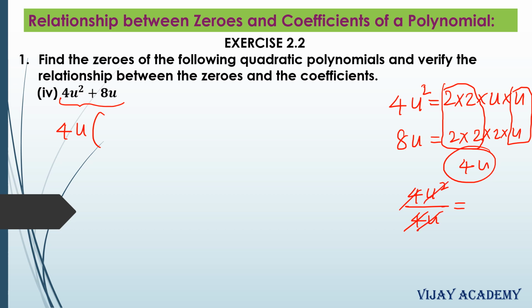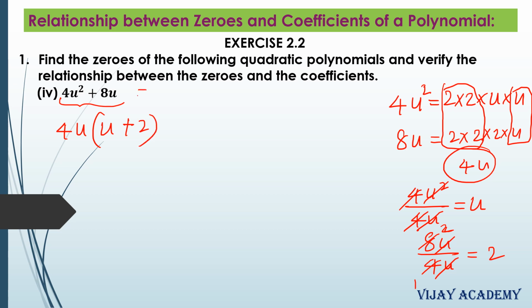u square by u will give you u. So u is the quotient for the first term. And divide the second term also by the common factor u. u and u will get cancelled. 4 1s are 4, 4 2s are 8. So the quotient is 2.